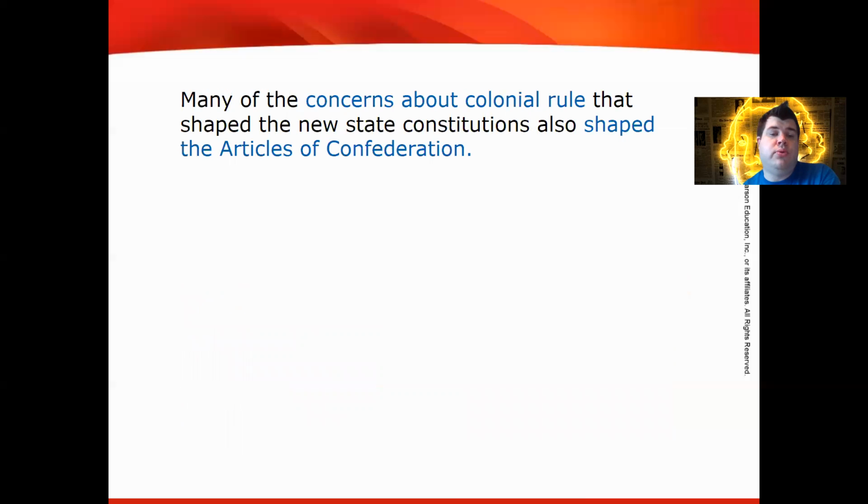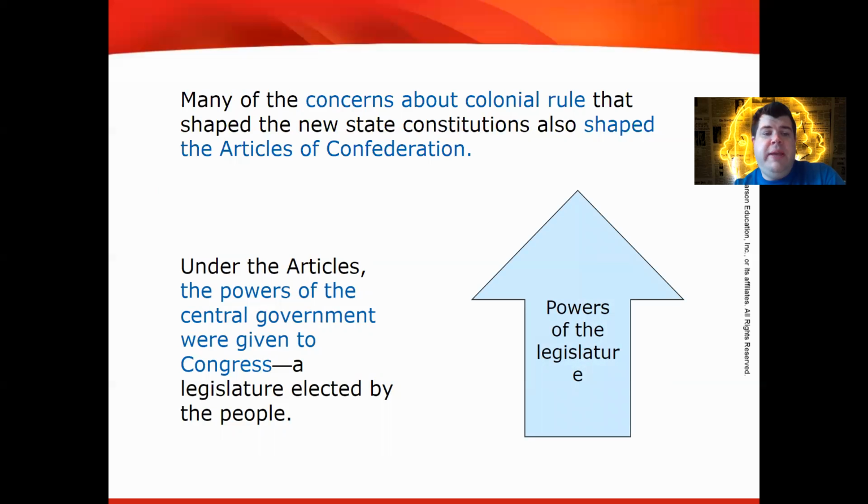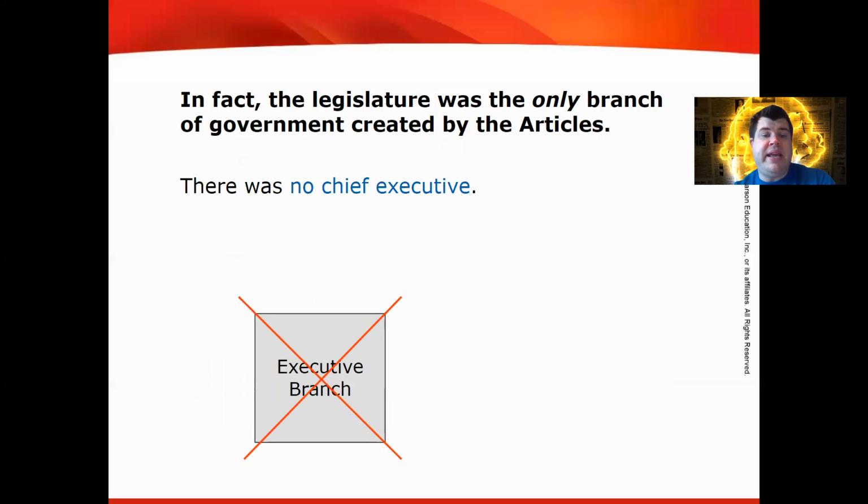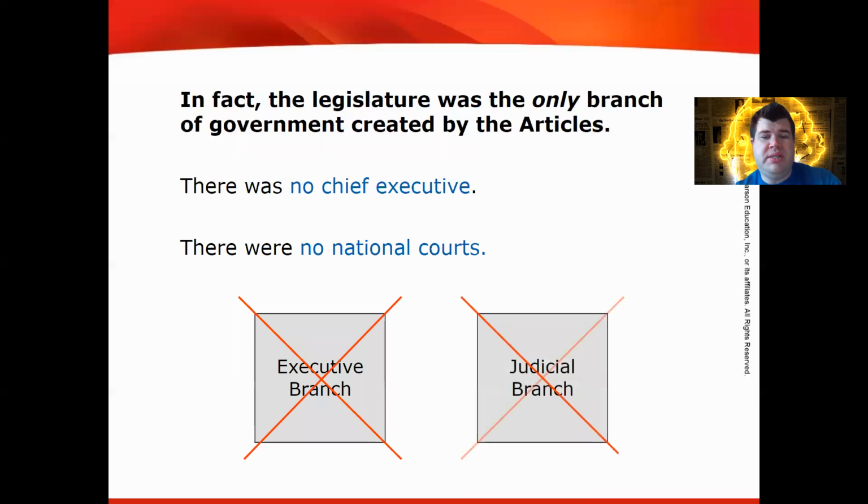So a lot of the concerns about colonial rule that shaped the new state constitutions also shaped the Articles of Confederation. So virtually all the powers of the central government, which we'll talk about in a second, are given to a Congress, a legislature that's elected by the people. And again, it's the only one that's created. So there's no chief executive, so there's no president, there's no prime minister in the case of England, there's no one person. Congress is it. And then also, there's no national courts.